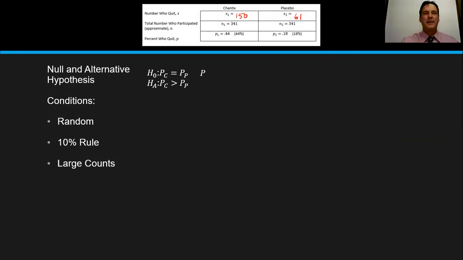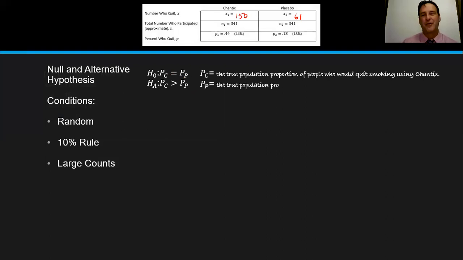My capital P sub C is the true population proportion of people who would quit smoking using Chantix, whereas the little p is the true population proportion of people who would quit smoking using the placebo. Notice that the null shows that there's really no difference in proportions, that any difference that there may be is strictly just insignificant, that they're fairly close together.